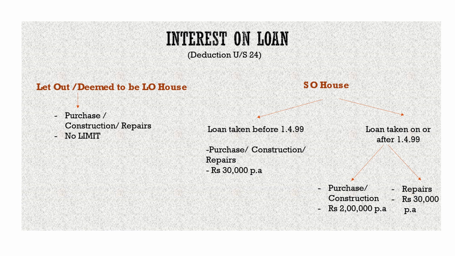But the deduction of interest on loan for a self-occupied house depends on the date of the loan. If the loan is taken before 1/4/99 to purchase, construct or repair the house property, then rupees 30,000 can be claimed. If the loan is taken on or after 1/4/99, rupees 3 lakhs for purchase or construction of the house and rupees 30,000 in case of repairs is allowed.